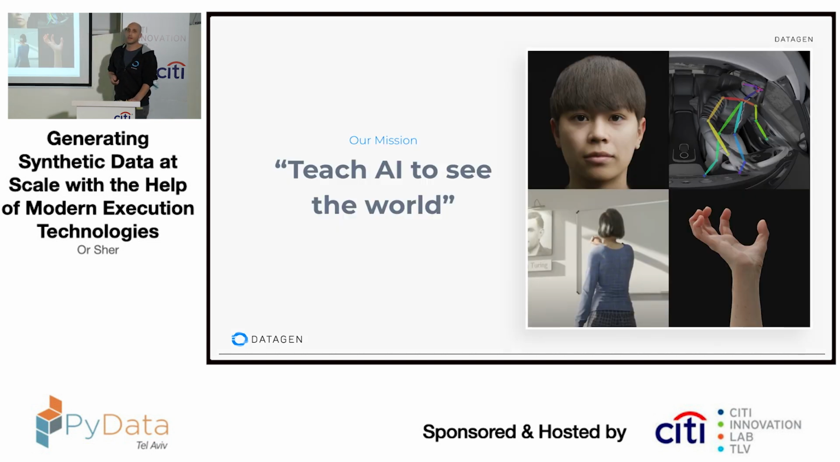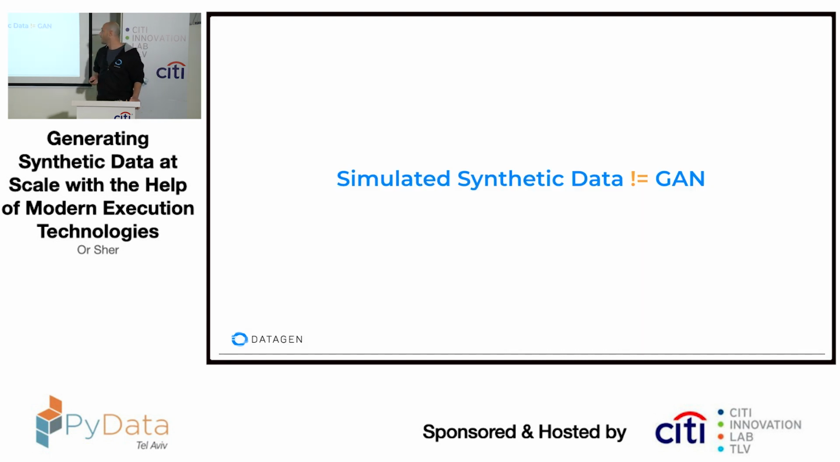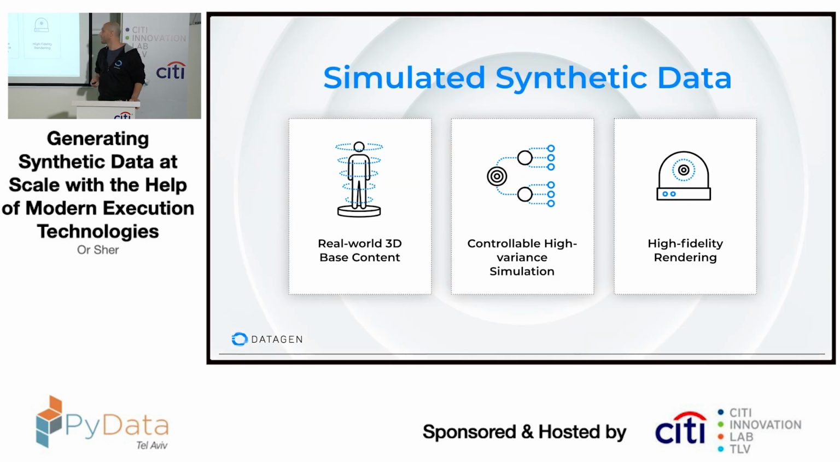So at Datagen, our mission is to teach the AI to see the world better with the use of synthetic or simulated data. I guess there are not a lot of computer vision guys here, but if there were, they would probably think of GANs, generative adversarial networks, when they hear synthetic data, and we won't be talking about that today. We're talking about something a bit different, more controlled.